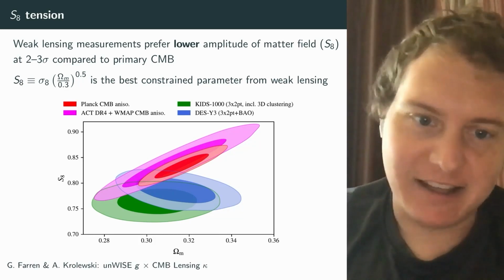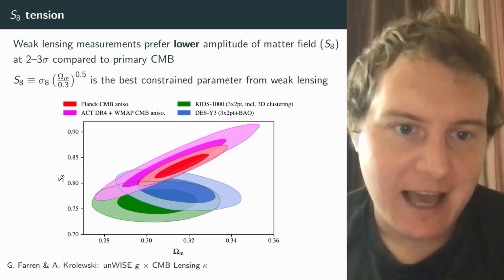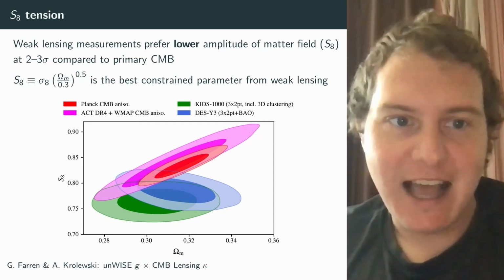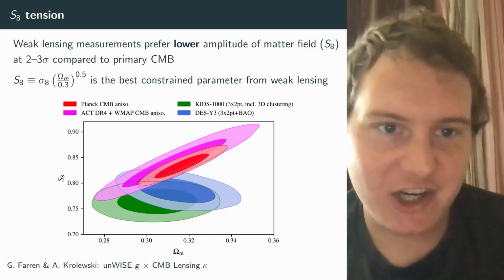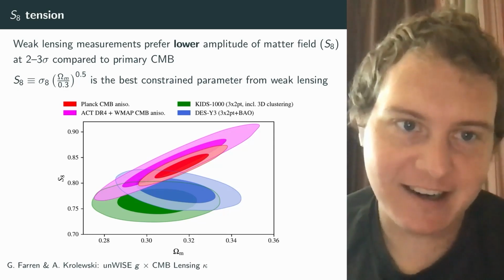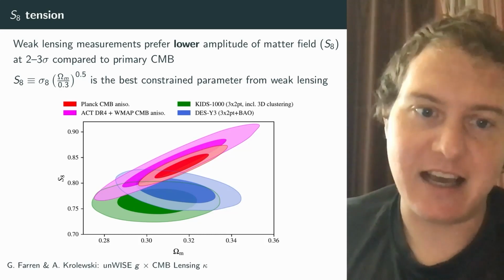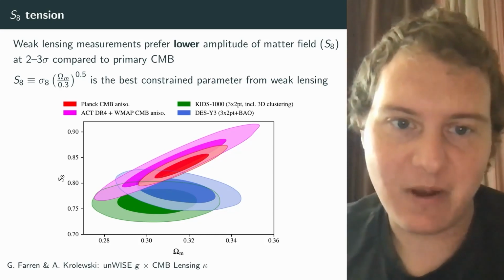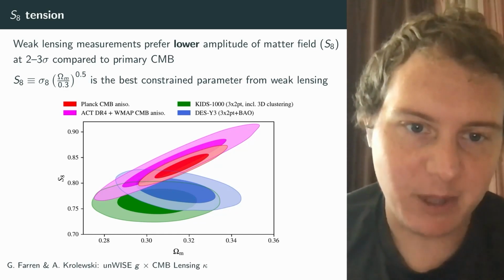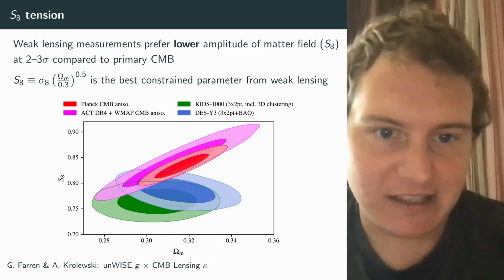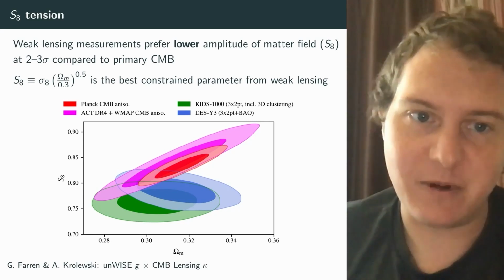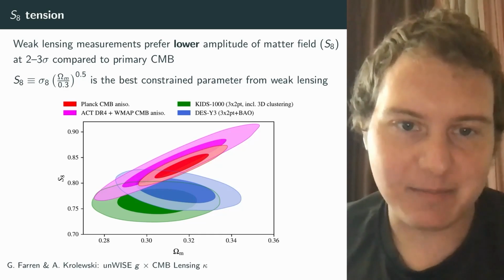And that's illustrated by this figure here. Just as a reminder of the notation, S8 is a combination of the base lambda CDM parameters, sigma 8 and omega matter. It's the combination that is the best constrained parameter from weak lensing. You can see the tension here between the blue and the green weak lensing results, preferring slightly lower S8 than the CMB anisotropies from both Planck and ACT plus WMAP.